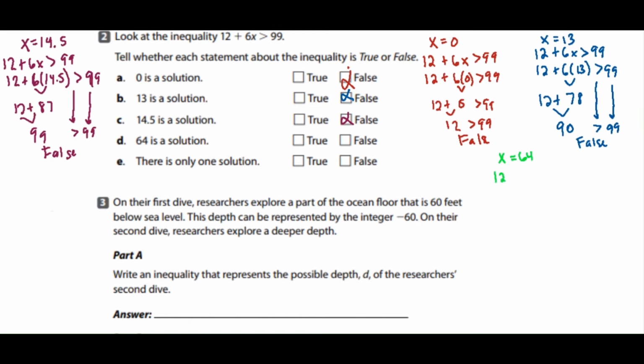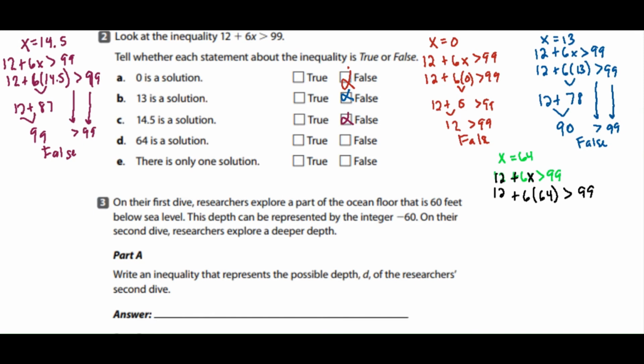So my formula first, 12 plus 6 times x is greater than 99. So instead of putting my 6 times x, I'm going to put 6 times 64. So I still write my 12. Then I put my plus sign. Then I have 6 times, instead of 6 times x, I'm going to put 6 times 64. Then I'm going to bring my inequality, and then I put 99 on the right side of the inequality.